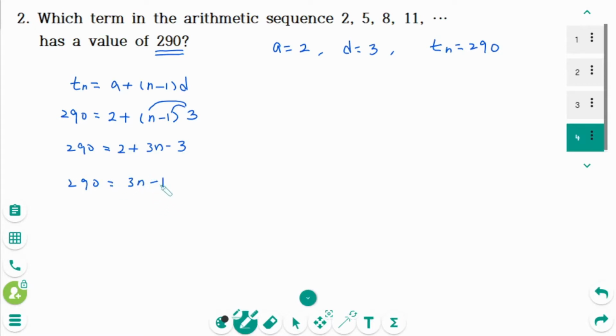Then move minus 1 to the left. 289 equals 3n. Then divide by 3 on each side. N equals 97. So the 97th term equals 290.